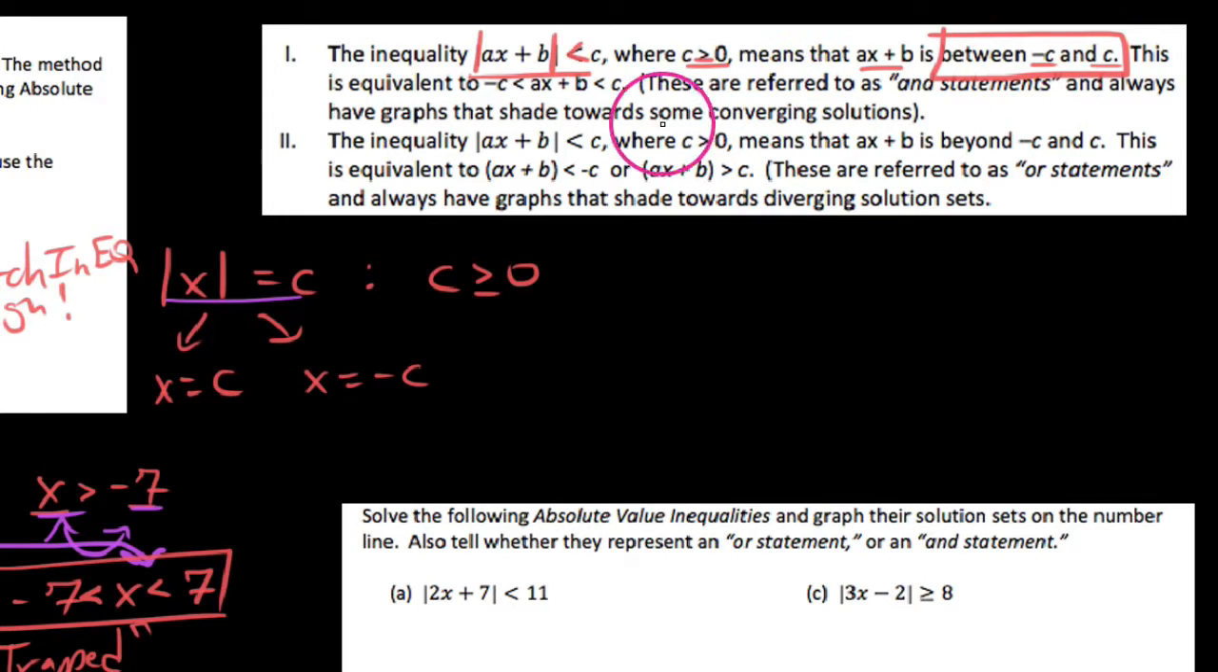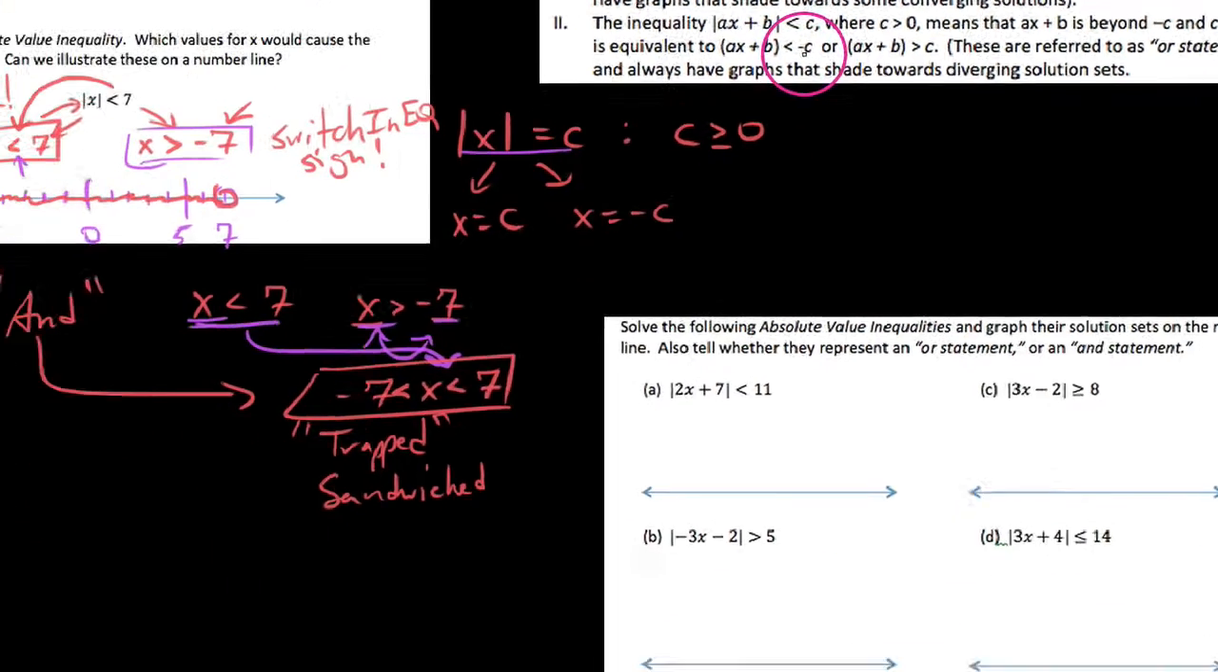And we've interpreted this before as being equivalent to this compound statement. So ax plus b is between negative c and c. And we refer to these as AND statements. We also say this about this here. We say always have graphs that shade towards some converging solutions, or things that make it true tend to be trapped between two values. They shade together.